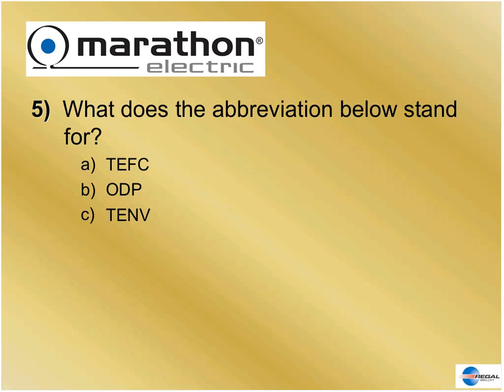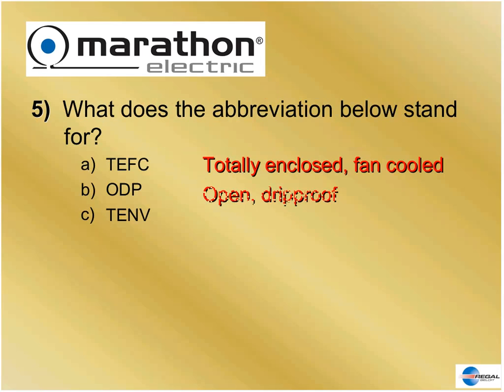Next question. Of these enclosure abbreviations, we like to abbreviate everything in our industry. What do these abbreviations mean? Totally enclosed fan cooled. What does the second one mean? Open drip proof. And the last one, as you will imagine, totally enclosed non-ventilated. Very good if you got those right.